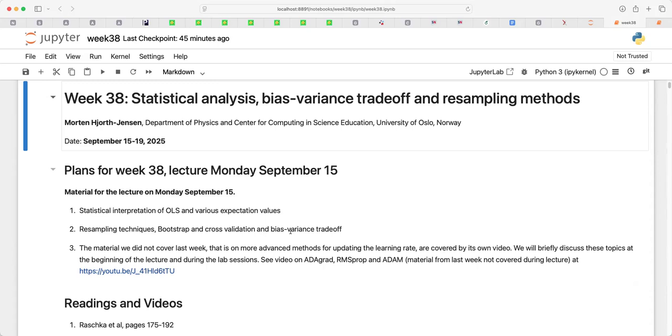So these are the methods which we will discuss in more detail today. We will also discuss them a little bit during the lab sessions and parts of next week. And then you should have most of the material which is needed for project one.